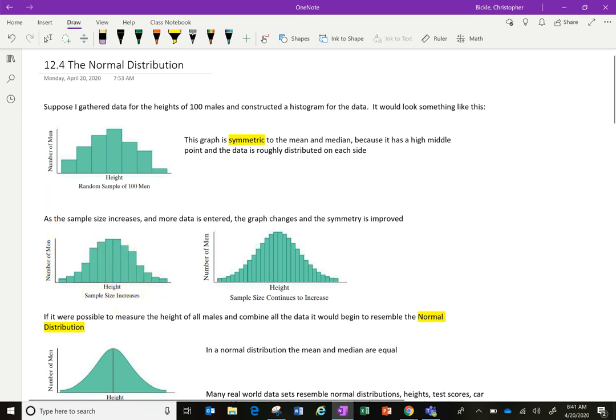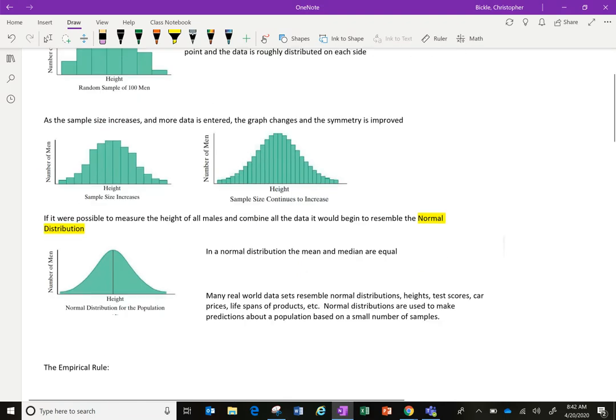And as that sample size continues to increase, so we had 100, 1,000, and maybe think, hey, this could be 10,000 samples here. You guys notice now the curve starts to look a lot better. So as we get more data, the curve gets more and more symmetric. If we could get the height of everybody, or an enormous number of samples, going up towards 1 million, the data would begin to resemble what we call the normal distribution.